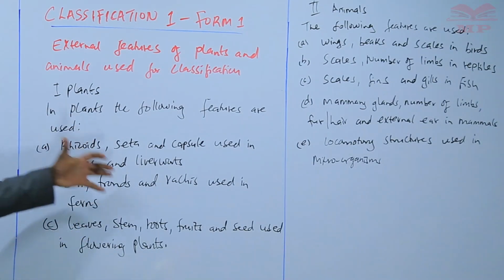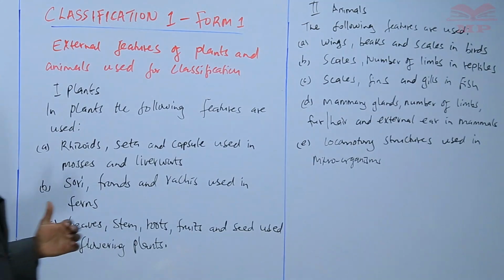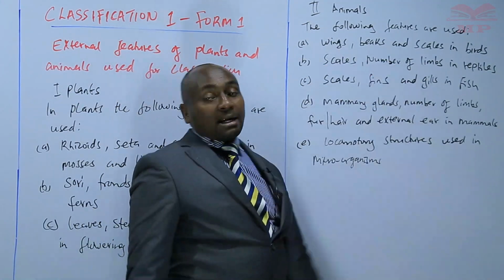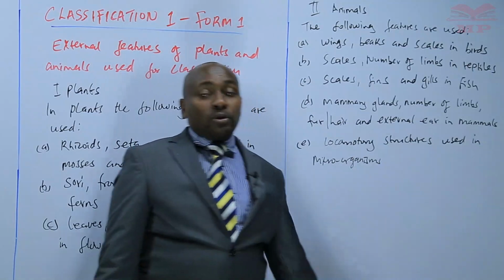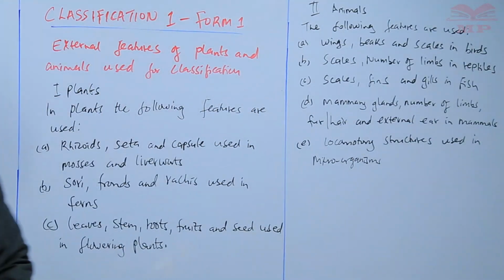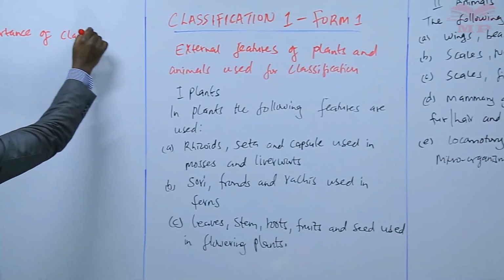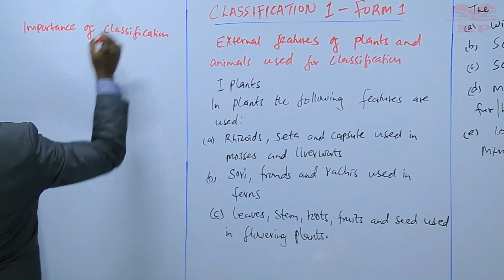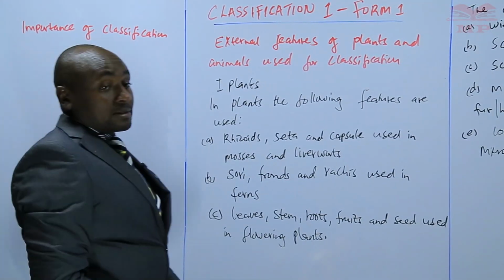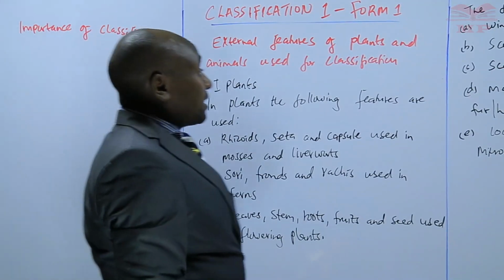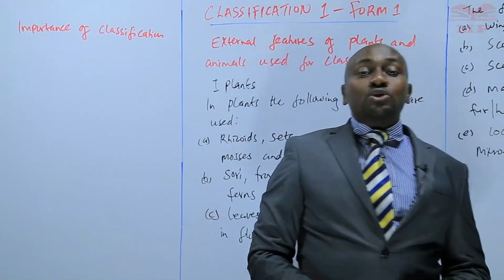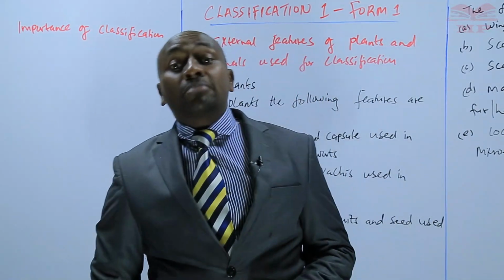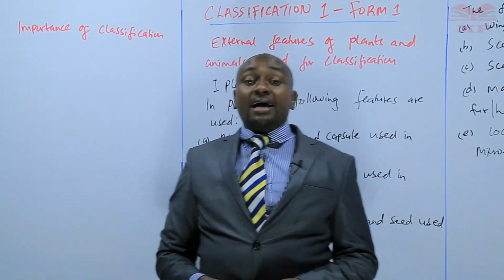So the structures that we use in plants only apply to the plants. Other structures are more suitable when we are classifying the animals, and that's why we use them accordingly in that case. The other thing that I want us to discuss is the importance of classification. We are asking ourselves, why is classification important? And first of all, we say that classification enables grouping of organisms based on similarities and differences.